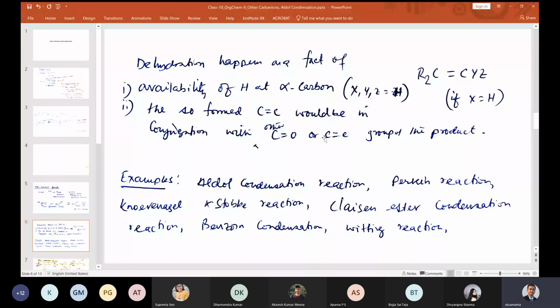So as I said, there are plenty of examples for this carbanion nucleophile based reactions. For example, we have aldol condensation that we are going to see now. Perkin reaction, you might have heard about it. Knoevenagel and Stobbe reaction, you might also have heard about. Claisen ester condensation, which is a very, very important reaction. Benzoin condensation, Wittig reaction, etc. Okay.